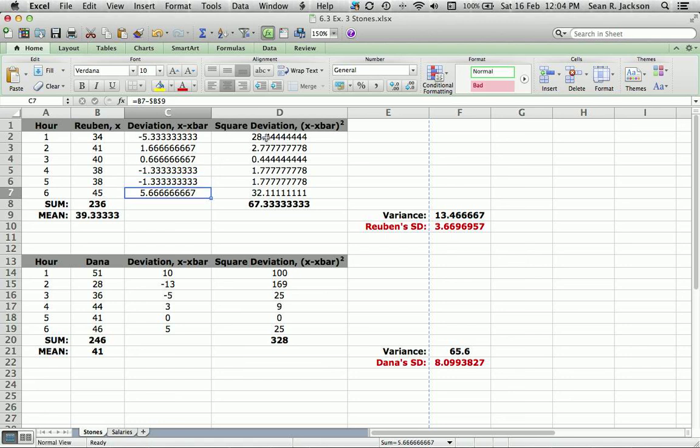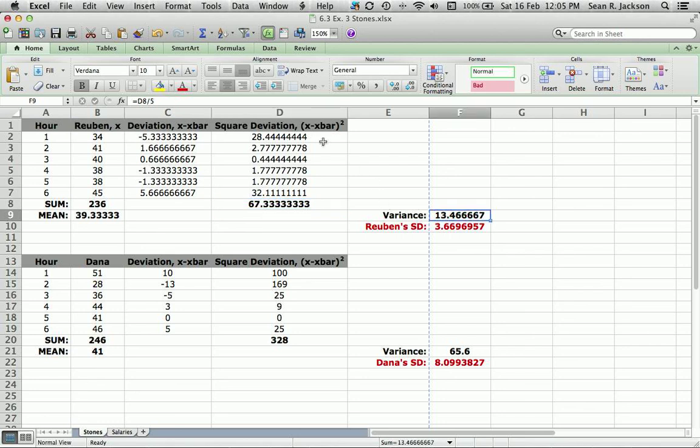Over here we've got the square deviation. Basically we've taken the deviation, this number, and simply squared it. If you ever want to add an exponent, you can see right here we've got the little hat, which says take whatever's in this cell and raise it to the power of 2. We filled this down, and here we've taken the sum of the square deviations, which is the numerator of your variance.